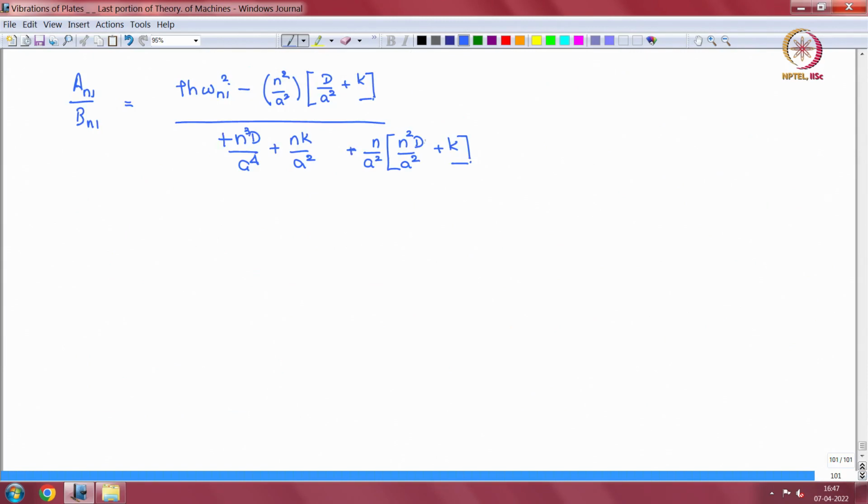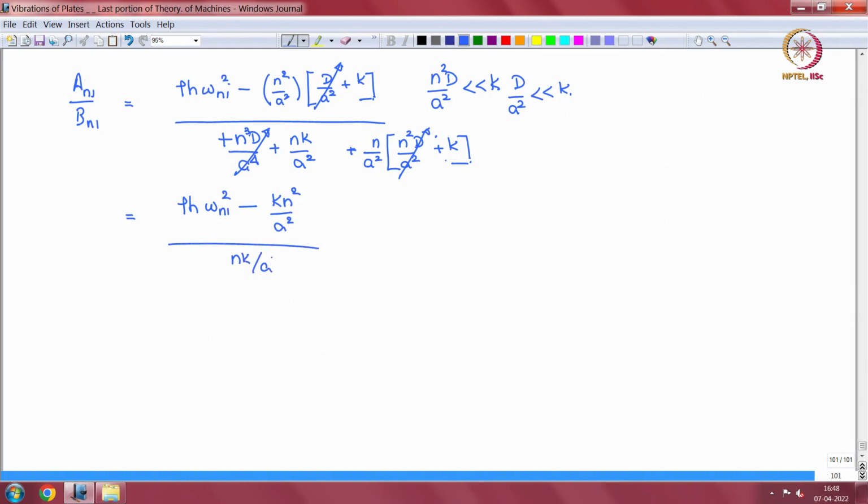So now again I have n square d by a square in k. So this is small compared to k. Okay. And if n square d by a square is much less than k, then d by a square also we can consider much less than k for small values of n. So I am going to drop this in the numerator, I am going to drop this in the denominator. So we get rho h omega n1 square minus k n square by a square by n k by a square.